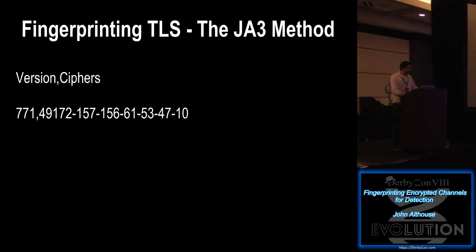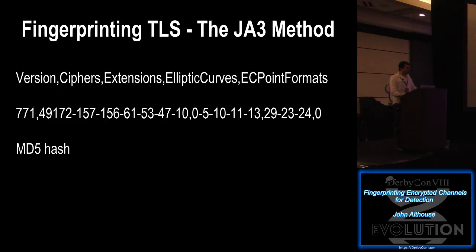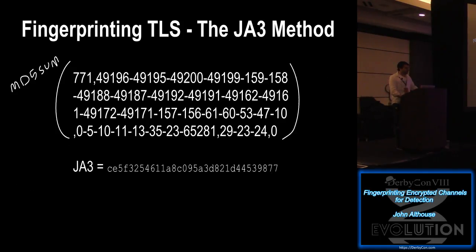We take the version, followed by the ciphers in the order in which they appear, then the extensions in the order in which they appear, and the elliptic curves in the order in which they appear, then the elliptic curve point formats. If there's only one elliptic curve point format in this example, then there are no delimiters afterwards. We MD5 hash that, and that's our fingerprint. And if there are no extensions or elliptic curves for whatever reason, then the comma delimiter persists.